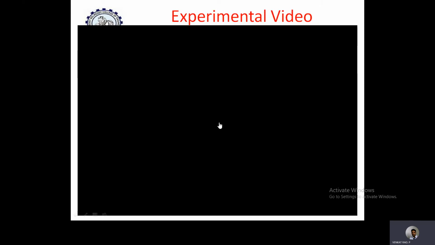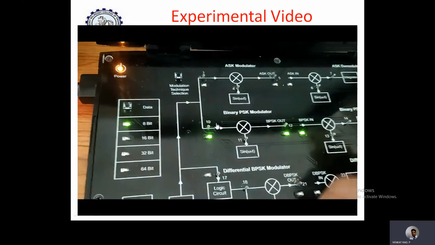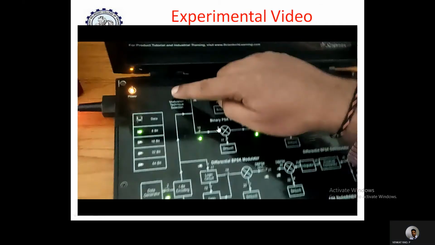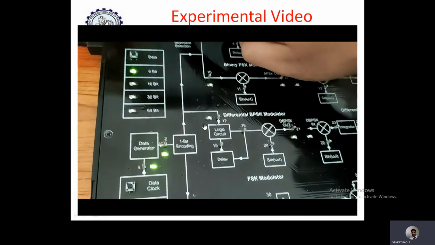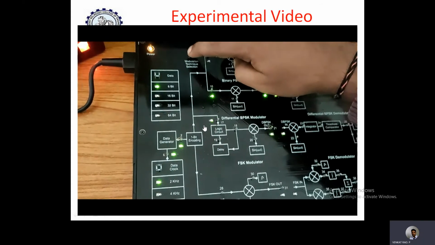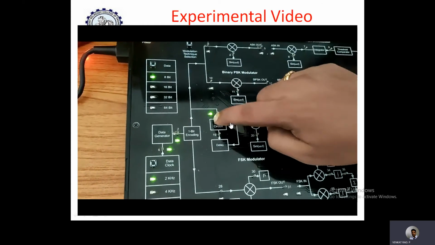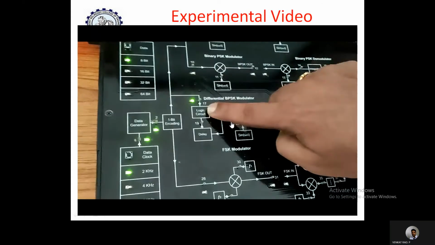All of you observe, and again I am repeating that I am going to explain all these experimental videos in play and pause mode. That means sometimes I will pause the video and explain, and then I will play the video. So let us see this. This is the kit. I already said that by using this switch you can select any of the modulation techniques, right? So here I have selected the DPSK modulation kit.